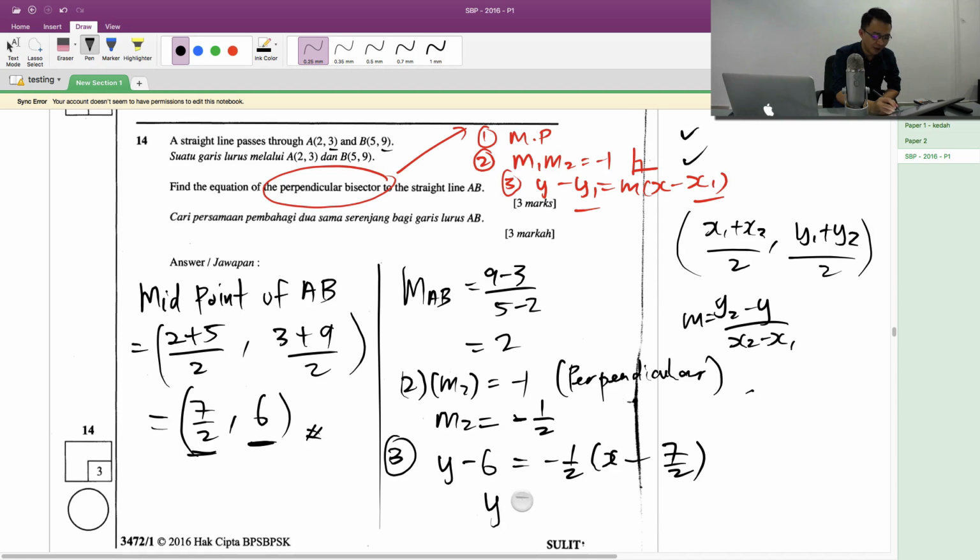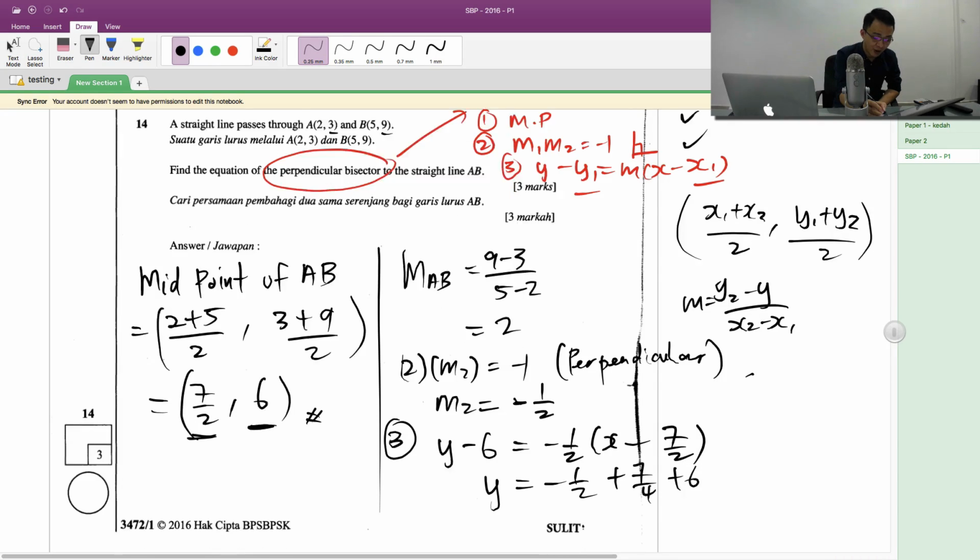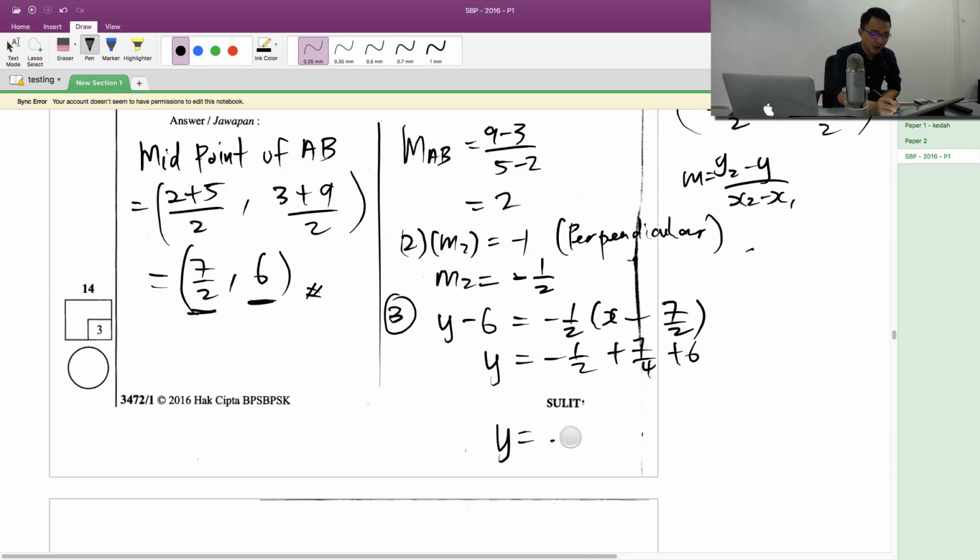Then I will solve this one, equal to negative half x plus 7 over 4 plus 6. So I just do the one last step to form the equation. Negative half plus 24. 24 is 31 over 4. Okay, I'm not sure why this one just gives you 3 marks.